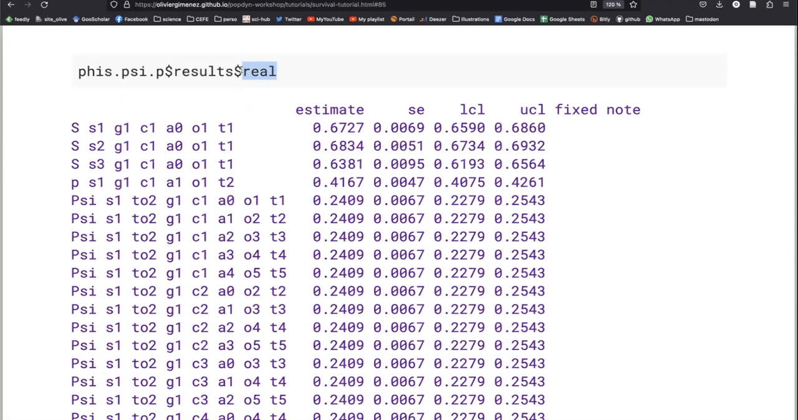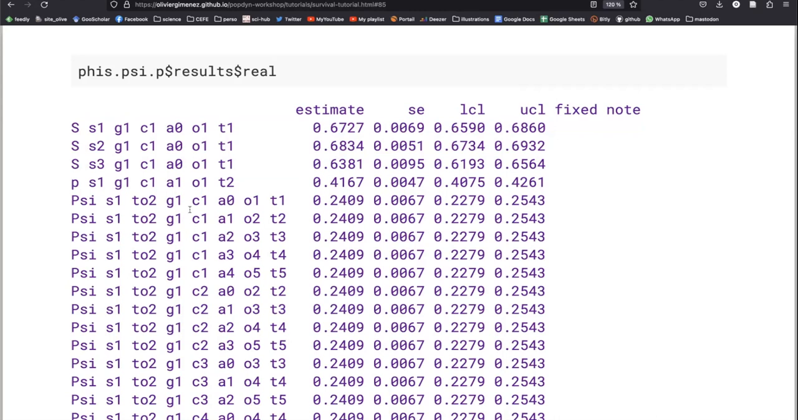But we can trust MARK to help us, and we extract the real estimates from the results. And you see that we get a lot of things. First things first, we get the survival estimates. And you see, the survival is around 60% or 70% in all three wintering sites. Detection probability is around 40%. And then we get transition probabilities.